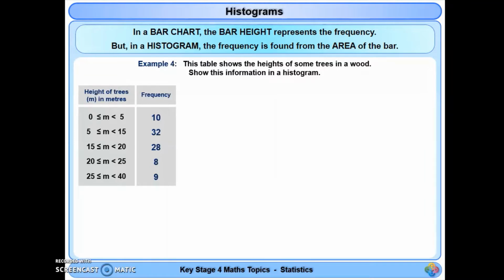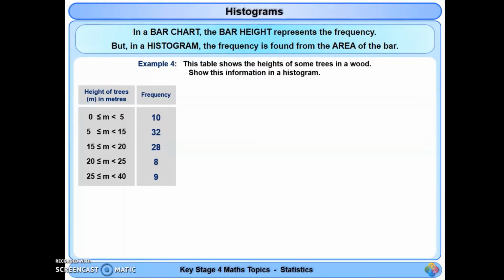Okay, so the first thing to know is that a histogram is not a bar chart. In a bar chart, we are interested in the heights of the bars because the height of the bar represents the frequency. That is not the case in a histogram. We are more interested in the area of the bar because it is the area of the bar that relates to the frequency when we're dealing with a histogram.